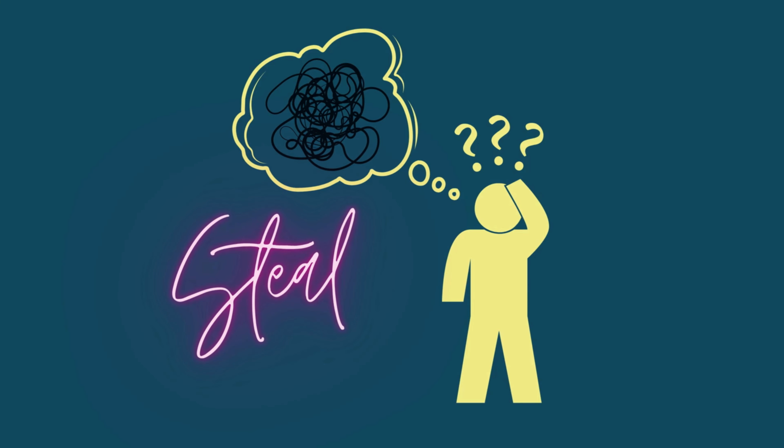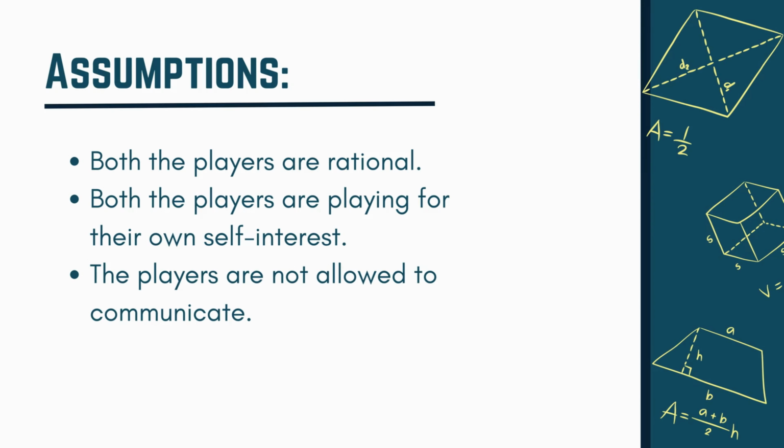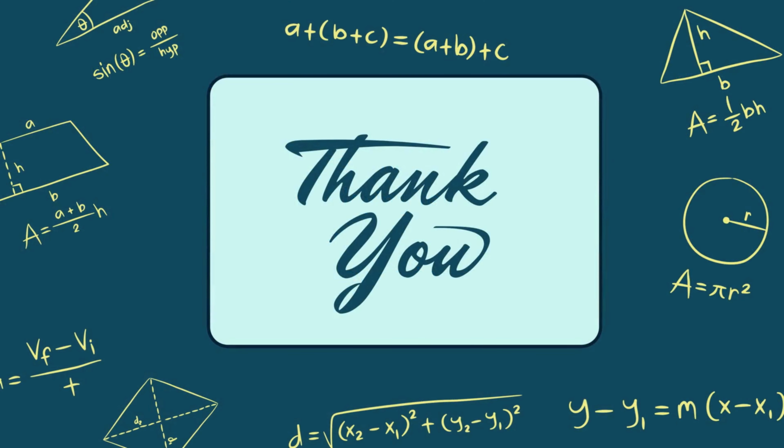Now, another thing to keep in mind is that both players, or the prisoners, are perfectly rational, and no, they are not family members, they are not friends. Both of them are playing for their own self-interest, and the players, as I mentioned before in this video, are not allowed to communicate. Given these assumptions, this is the Nash equilibrium we are talking about.